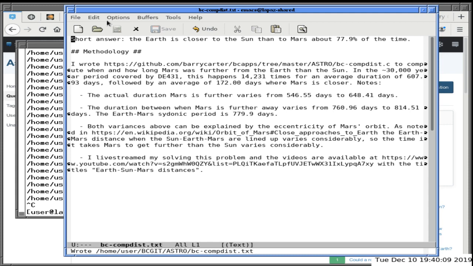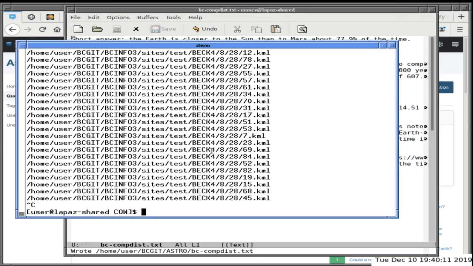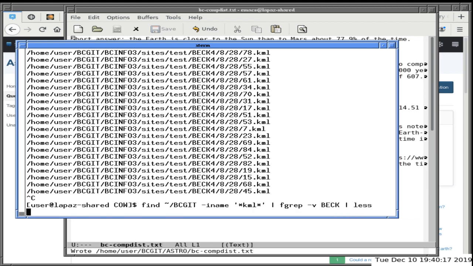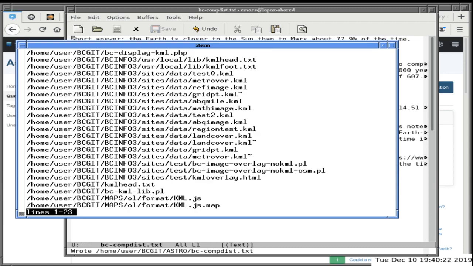I mean, those files do need to be on bcinfo3. They don't need to be in the Git, though. But clearly, I hate everybody, and I put them in there. They're not big. They're just kind of unnecessary. Okay, so now let's do it without the Beck files in there. KML head, KML foot, bc display KML, which is what we're going to use to show it. Okay, I swear to God, these Emacs droppings are going to kill me.